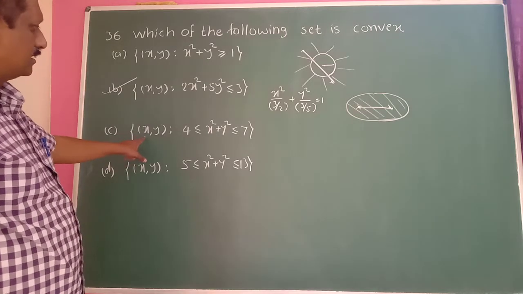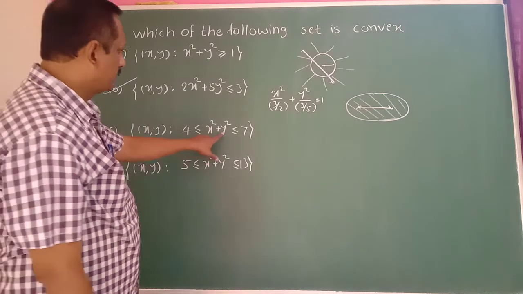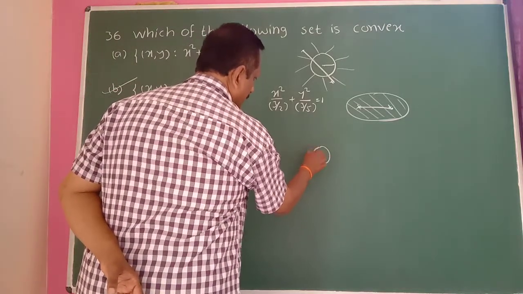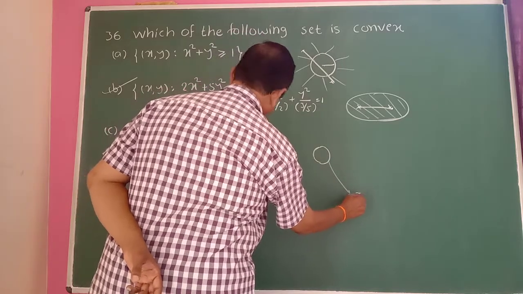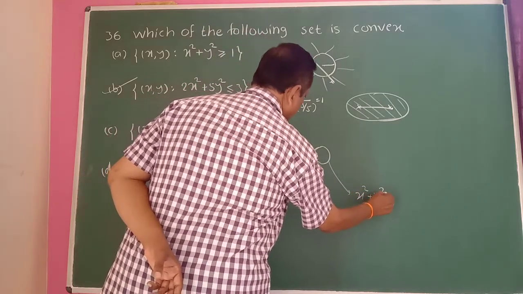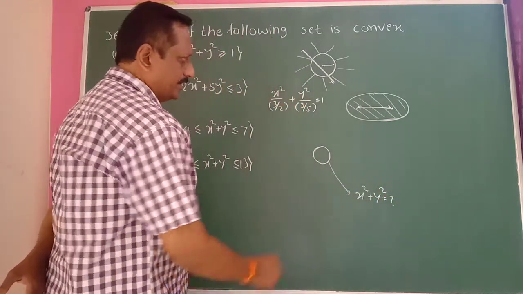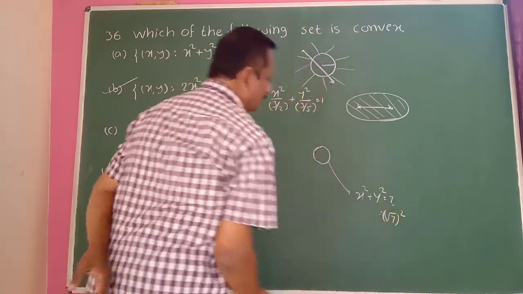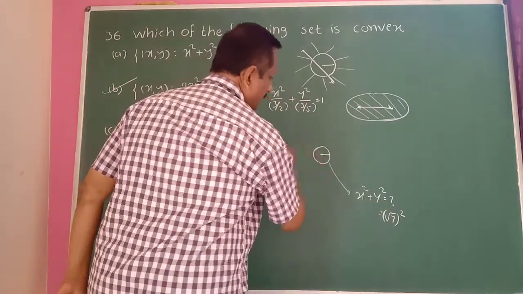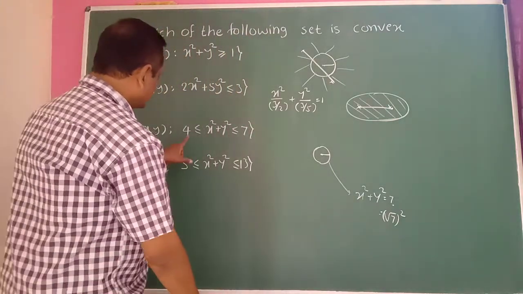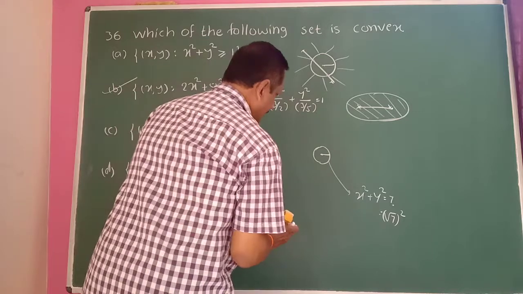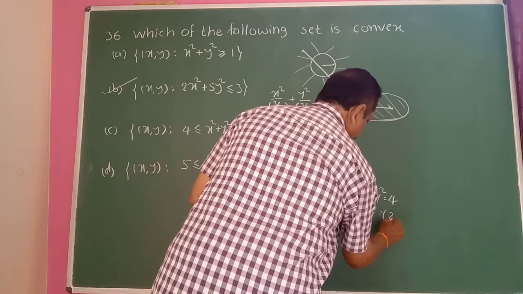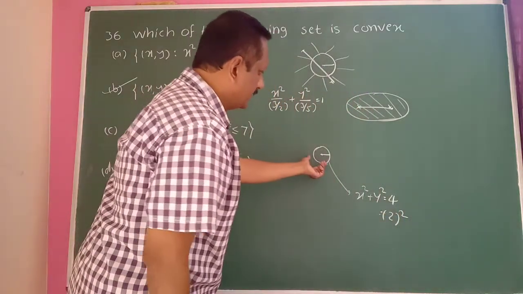Suppose you take the third option: x squared plus y squared is equal to 4 and x squared plus y squared is equal to 7. Here x squared plus y squared is equal to 7 is a circle, and its radius is root 7. And the other circle has x squared plus y squared equal to 4, so this is a circle of radius 2 units.